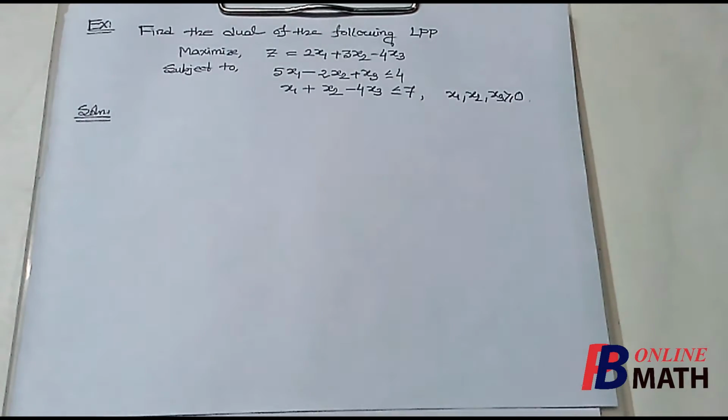Now there are two methods to find its dual. We can use the matrix or we can find its dual without using the matrix. Now in the first, suppose we are finding the dual of this primal problem by using the matrix.